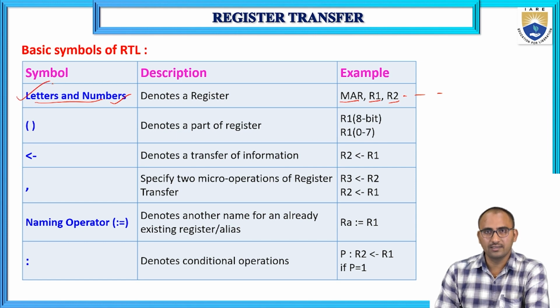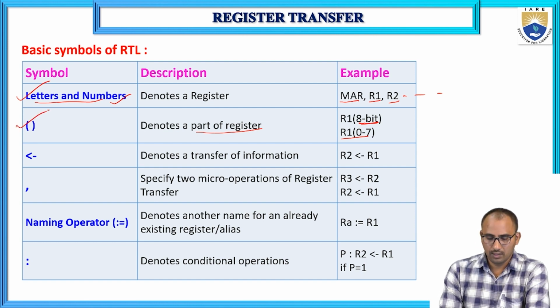Next one, parentheses. Parentheses can be used to represent part of a register. Like R1 (8-bit), that means the R1 register is an 8-bit register, so it contains 8 bits of information. Similarly, R1 (0 to 7) means in total it contains 8 bits of data.